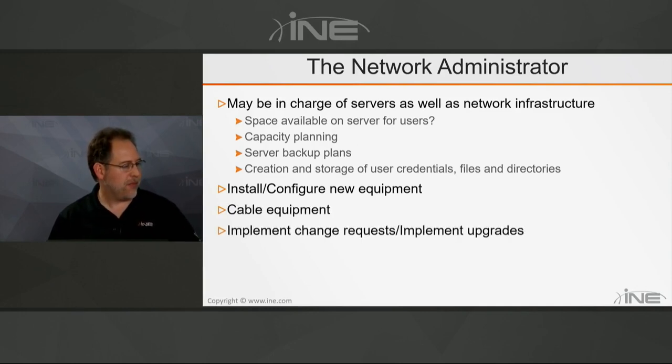Cabling of equipment, implementing change requests, and implementing upgrades. A lot of times a network administrator will have to swap out one router for another if a router fails, or swap out a certain memory card from a router or switch if the memory fails. Swap out a bad cable, or upgrade the software from one version to another because there's new software that came out with fixes to certain bugs. So those are the various things that a network administrator will do.